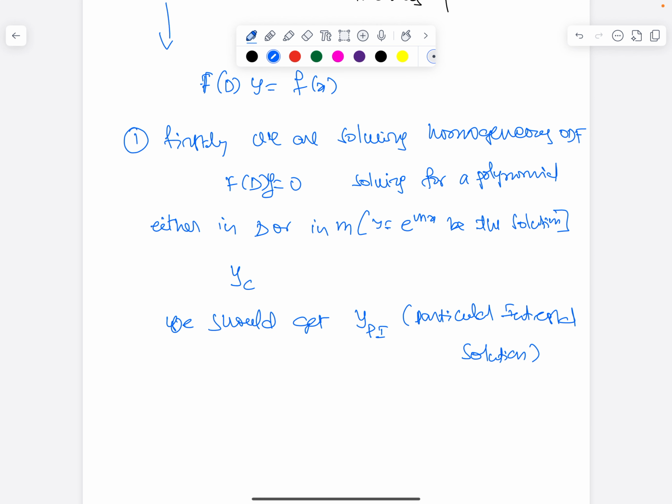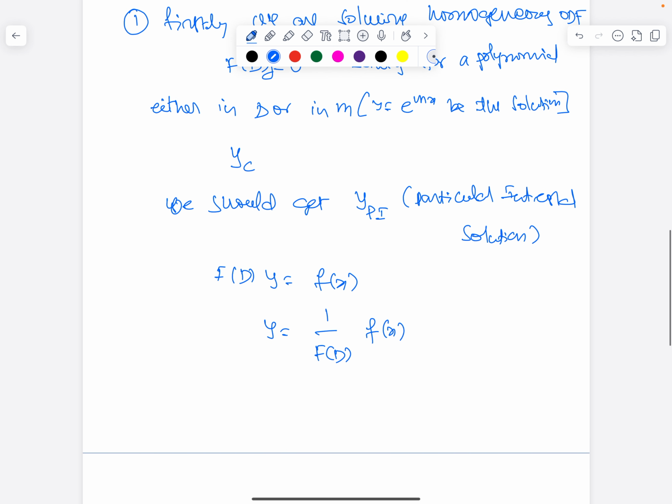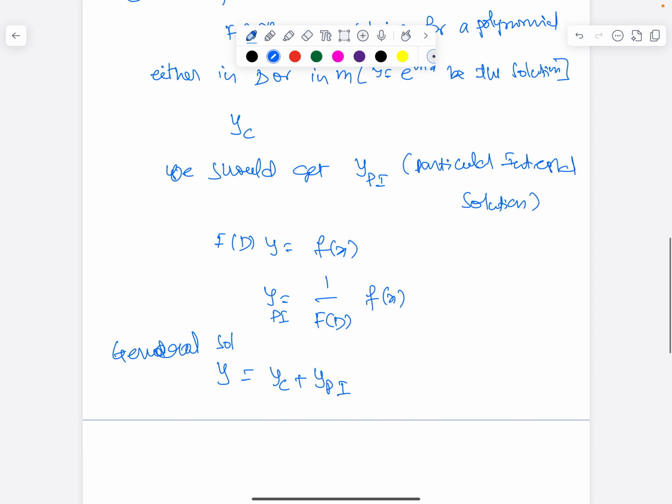So how do you get the particular integral solution? To get it, the given differential equation is F of D into y equal to small f of x. I have to solve this equation to get YPI. Once you get YPI, you write the general solution as y equal to Yc plus YPI. This is how we actually solve these equations.